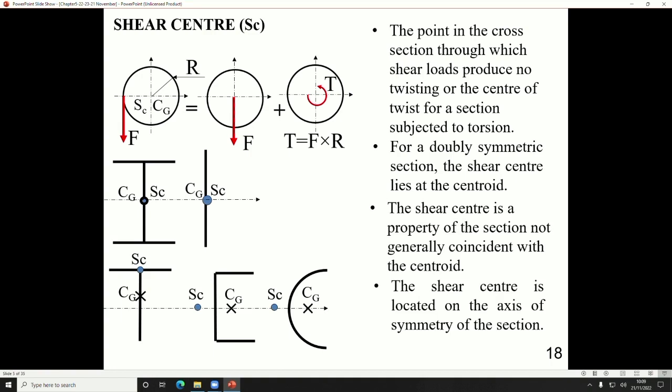So that is the definition of a shear center. You already know what the definition of centroid is. So shear center: a point on the cross-section. If you apply a shear force through it, it has no twisting effect. It's also called the center of twist when a component is subject to torsion. Any question in relation to slide 18?